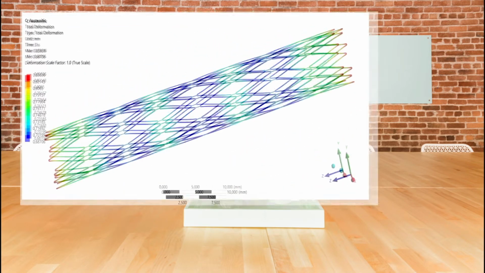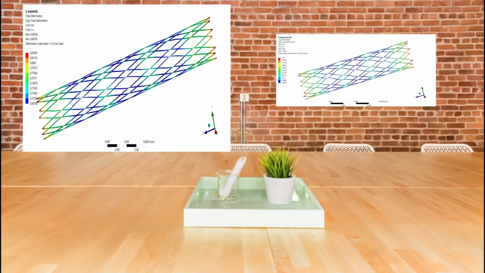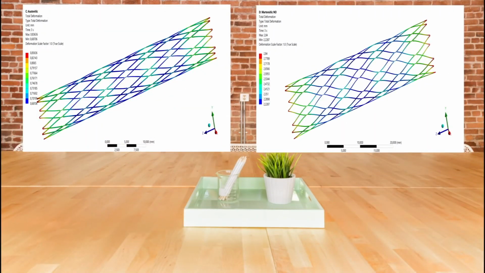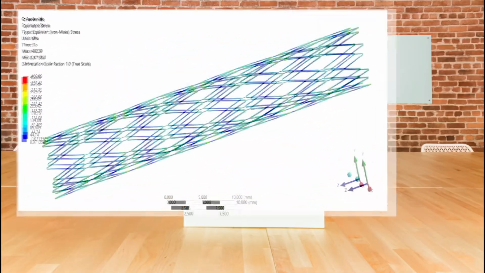The final stage of our analysis will be the comparison of several simulation results obtained with the use of nitinol material with austenitic and martensitic structure.